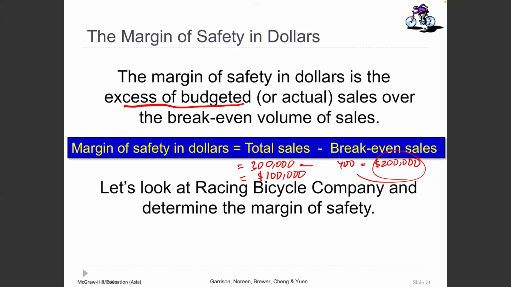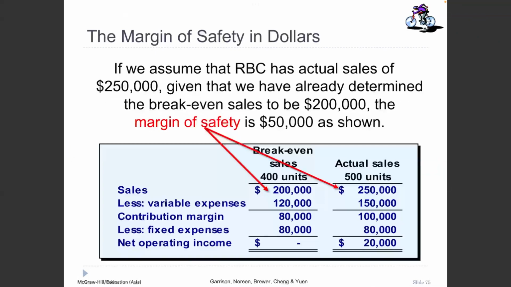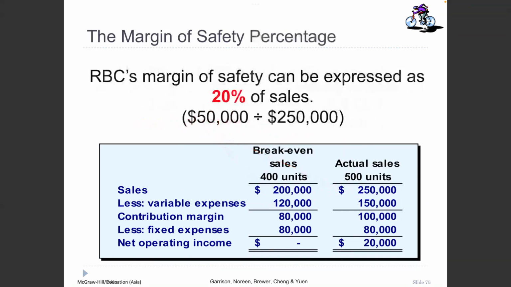All right. So if you assume that RBC has actual sales of $250,000, given that we have already determined that the break-even sale is $200,000, the margin of safety is $50,000. So it means that if they lose more than 50,000, they will be experiencing loss. So margin of safety is the actual sales minus the break-even sales, how much they can lose before they start to operate at a loss.